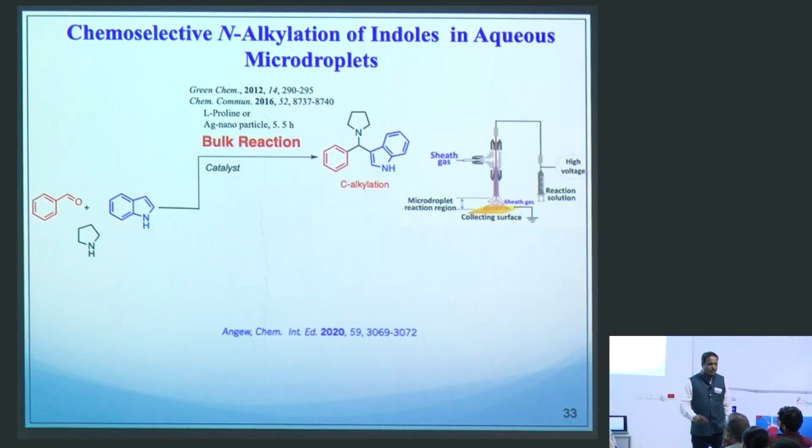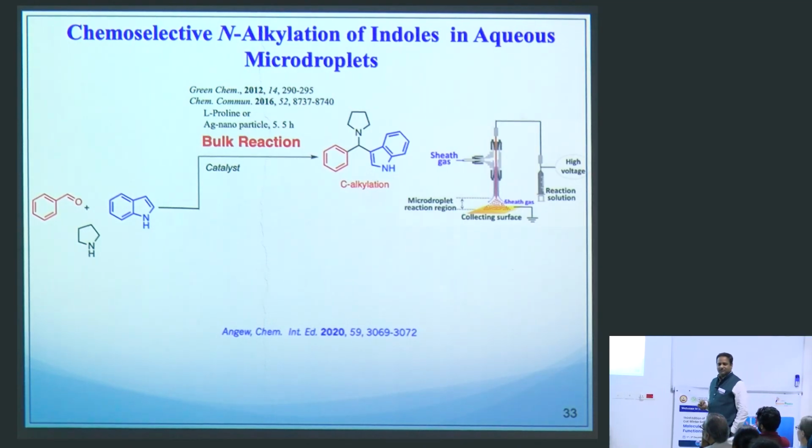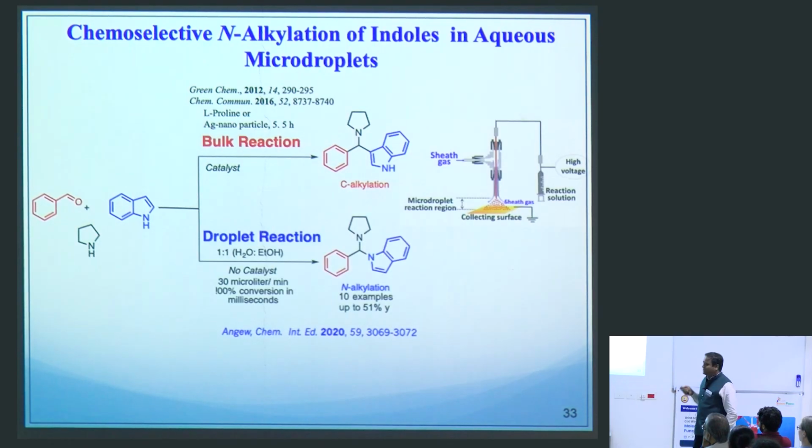Here I am showing another example where the microdroplet controls the regioselectivity. When we do the bulk reaction with these three substrates, aldehyde, amine and indole, first the aldehyde and amine form an iminium ion. When that highly active iminium ion forms, the C3 position of indole is nucleophilic enough, so the nucleophile will attack. This is the C-alkylation product. By tuning the microdroplet conditions, we observed the N-alkylation product.